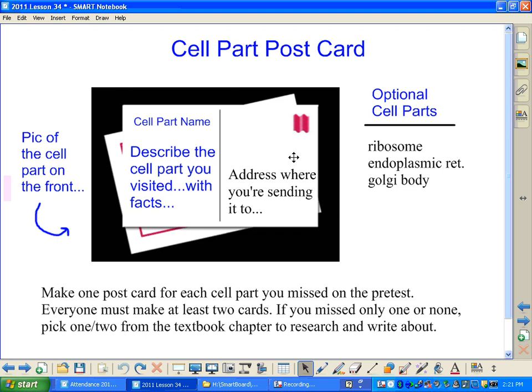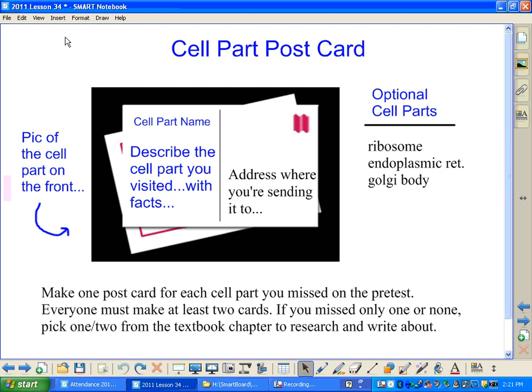On the back of the card, this is where the photograph usually is on a postcard. This is where you're going to put a picture of the cell part. It can be hand-drawn, it can be clip art, it can be a Google image, whatever you want, but that should take up the entire back of the card.